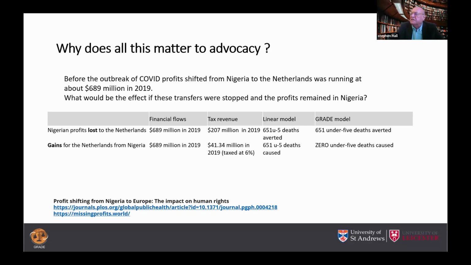But what the GRADE model says is that moving that money from the Netherlands to Nigeria would avert 651 under 5 deaths every year in Nigeria, but the cost would be virtually zero to the Netherlands. There would be 0 deaths because the Netherlands, in terms of healthcare and child mortality, are at almost a perfect level, about as good as you can get. And so reducing their income by what's in national terms a relatively small amount would have 0 effect. And that's the great advantage we feel of advocacy in this situation.